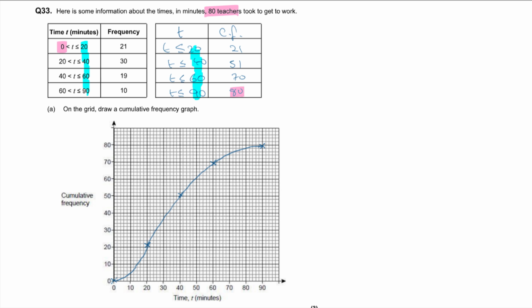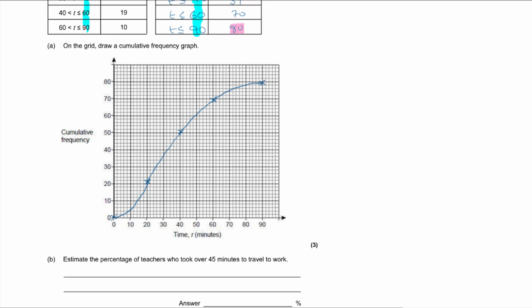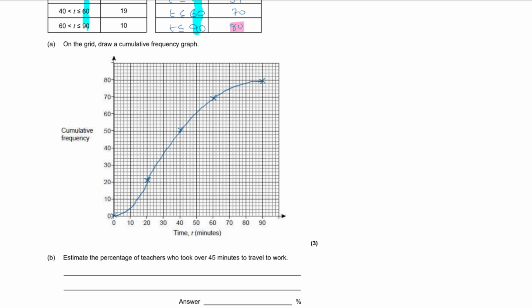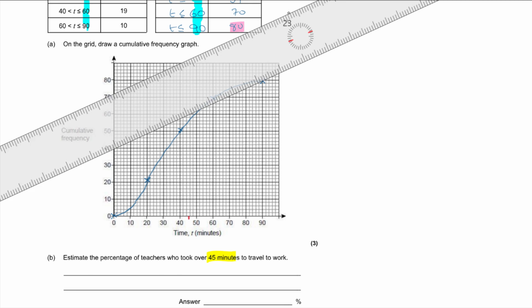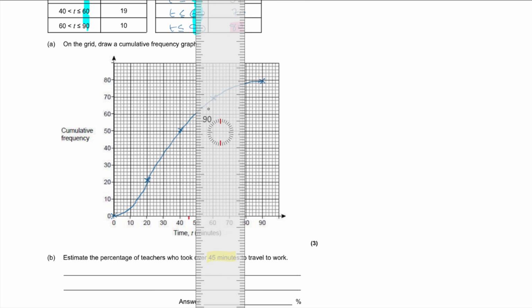Okay. Right, do we got any questions on this one? Estimate the percentage of teachers who took over 45 minutes to travel to work. Okay, so again, we're going to start off the same way. We're going to find 45 minutes on the x-axis or the time axis. It's going to be halfway between 40 and 50. Going to use our ruler to measure up to the line.